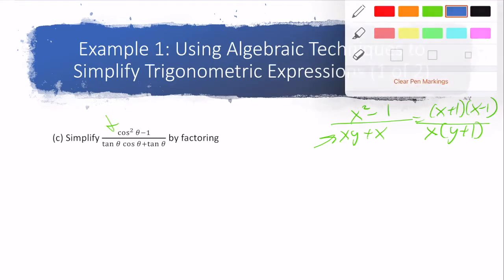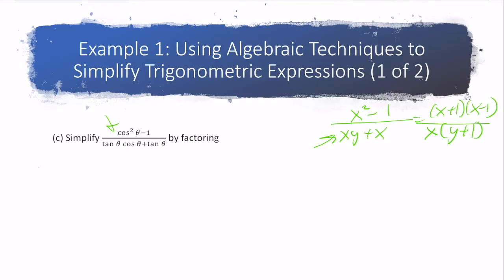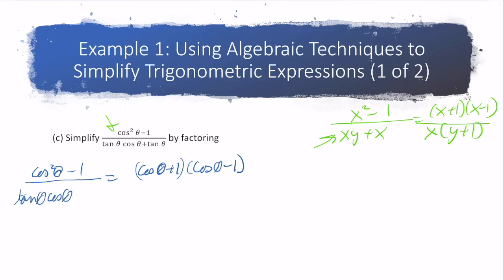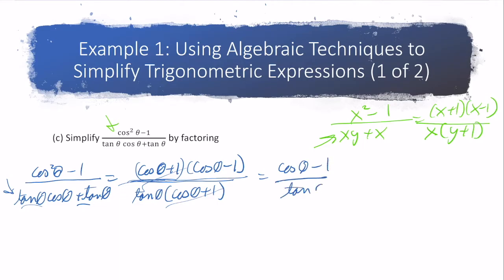So let's do that here. I'm switching back to blue because I think we all can see it a little better. So if I have cosine squared theta minus 1, that's going to factor into a cosine theta plus 1 times cosine theta minus 1. And if I have tan theta cosine theta plus tan theta, the greatest common factor down here between these two terms of this binomial, oh, technically it's not a binomial, sorry, would be tangent of theta. So I have tan of theta times cosine of theta plus 1. Well, I can then see that my cosine of theta plus 1s are going to cancel. So I am left with cosine of theta minus 1 over tan of theta.